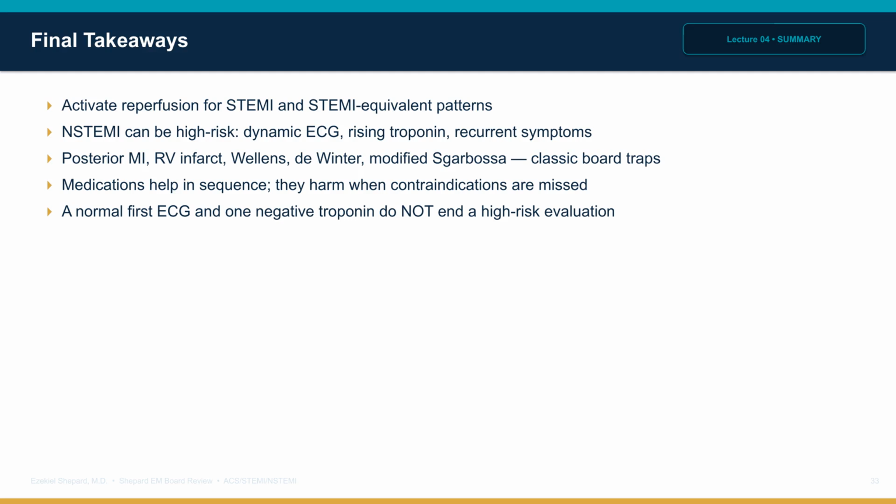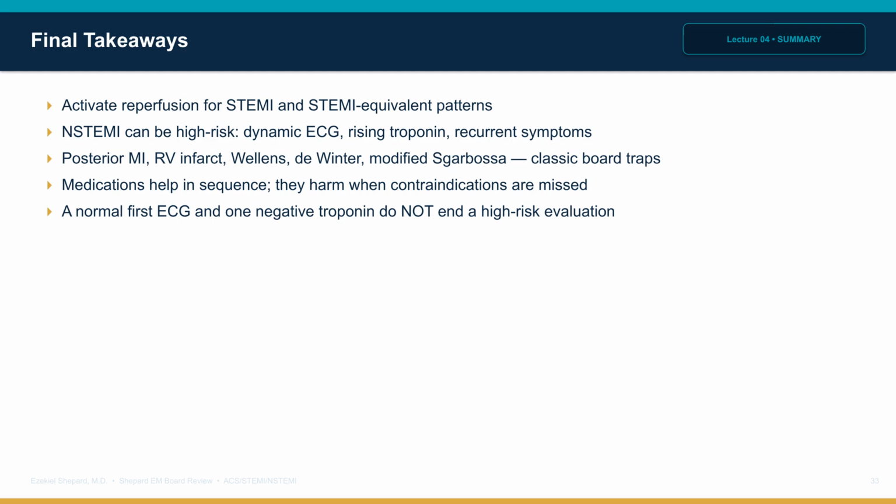The final takeaways are these. Activate reperfusion for STEMI and STEMI equivalent patterns. NSTEMI can be high risk when there are dynamic ECG changes, a rising troponin, recurrent symptoms, instability, arrhythmia, or heart failure. Posterior MI, right ventricular infarct, Wellens, De Winter, and modified Sgarbossa patterns are classic board traps.